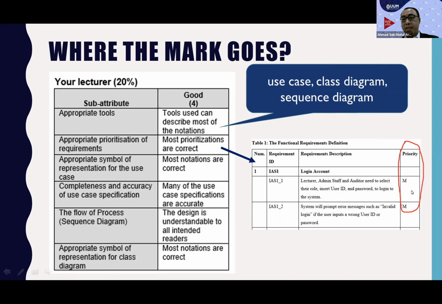Either it's mandatory, optional. What is the other one? Mandatory, optional. Satu lagi apa dia? Tolong. Say again, please. Sorry, I can't hear you clearly. Desirable. Yes, thank you. Yeah, OMD.